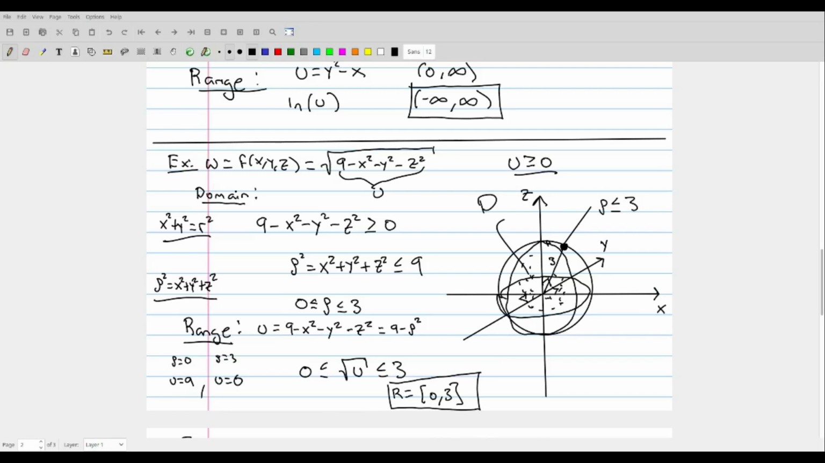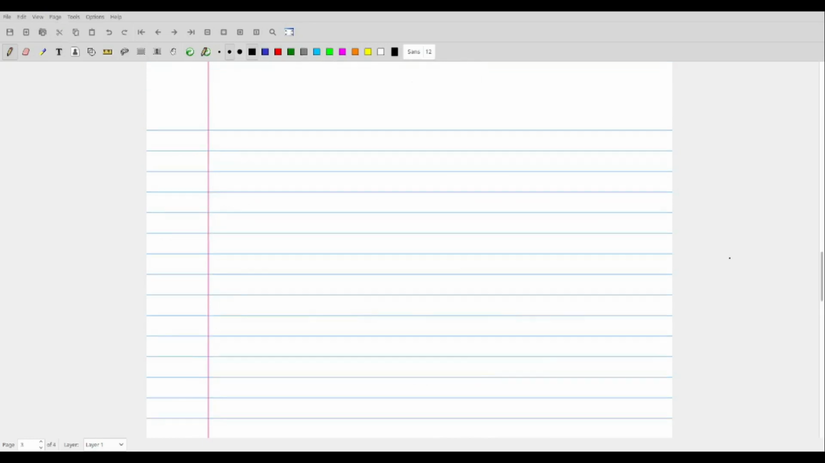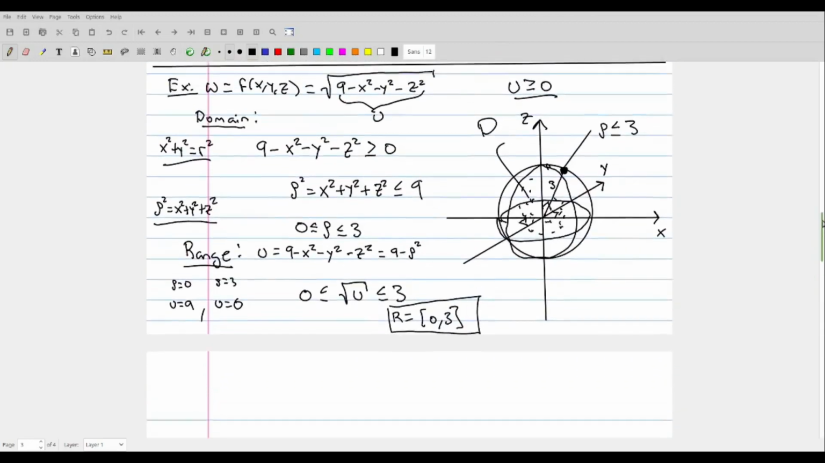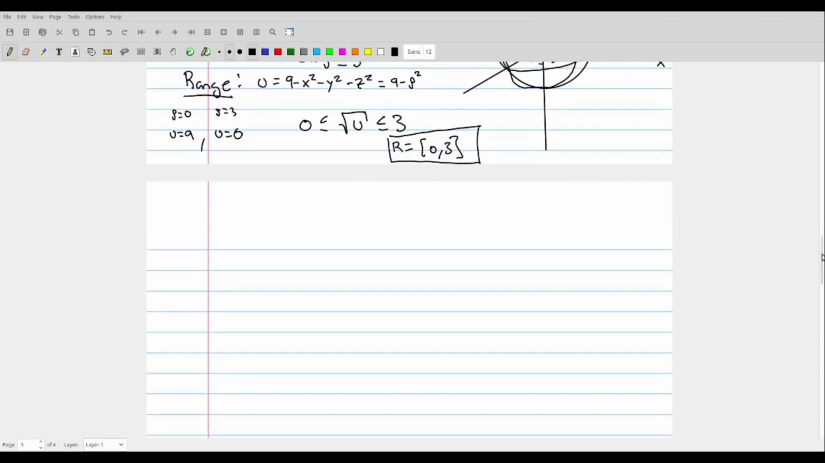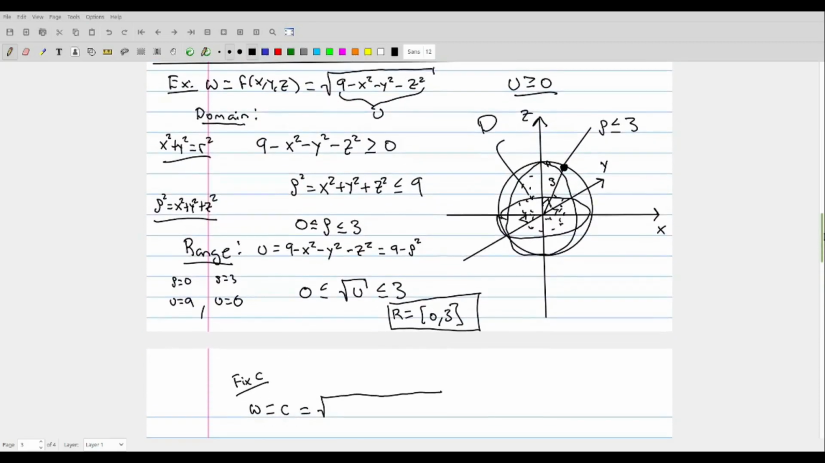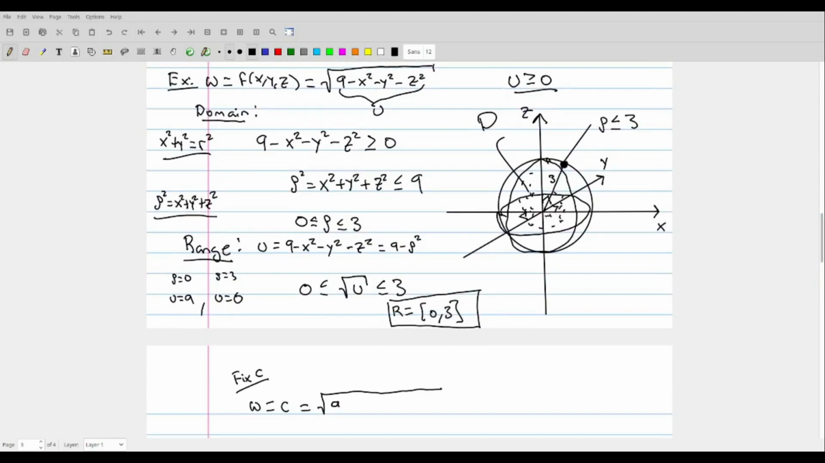We can do this in the following manner. If we look at what the function value is at a given point, so this is our function right here, f of x, y, z, and we look at when w is equal to a fixed value of c, what this shape looks like. Sure enough, w equals c, which means c is equal to the value of the function at some point x, y, z. So c is equal to the square root of 9 minus x squared minus y squared minus z squared.